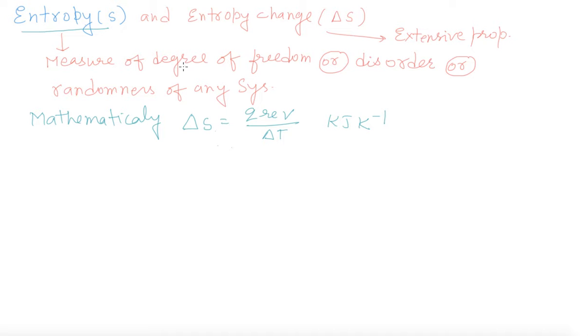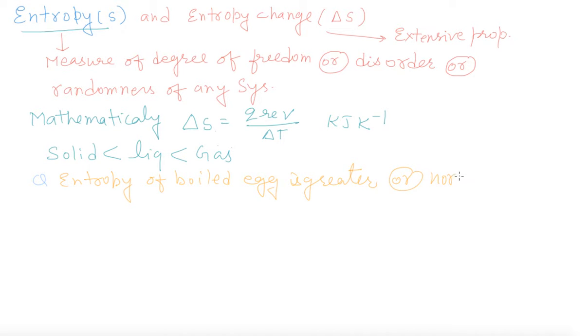degree of randomness. Entropy of the solid is least, where the energy is less. Entropy of liquid is greater than solid, and entropy of gases is greater. That's why there is one question: is the entropy of a boiled egg greater or that of a normal egg? Now, in the normal egg, there is a watery substance, albumin, that is liquid, and the boiled egg is solid. So the entropy of the boiled egg is less.